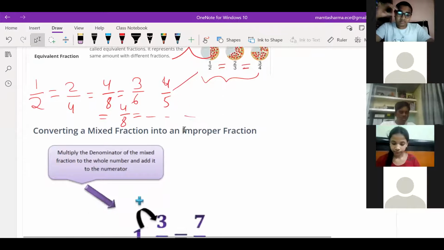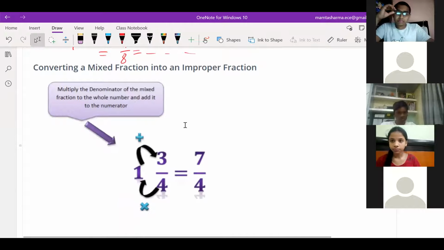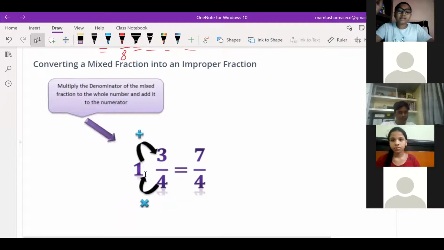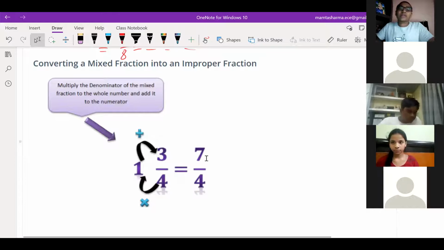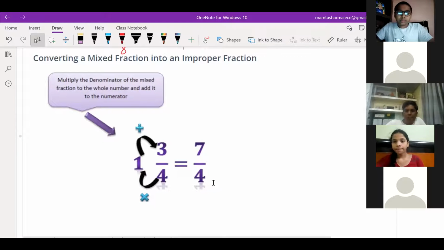Okay. Now convert a mixed fraction into an improper fraction. If there is a mixed fraction 1 3 by 4, how will you convert it? 1 multiplied by 4 is equal to 4. 4 plus 3 is equal to 7. 7 by 4. So is this a proper fraction or improper fraction? Improper fraction. Correct.